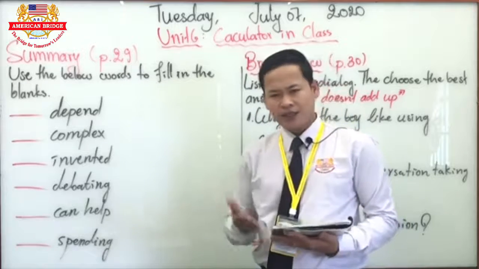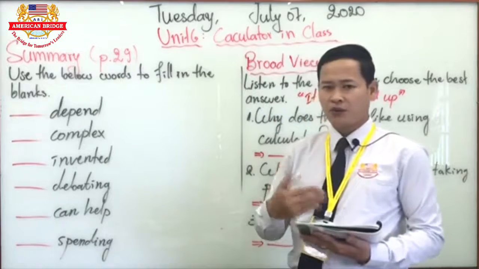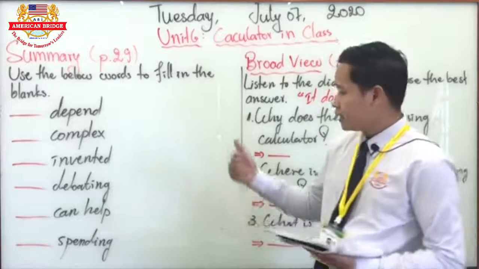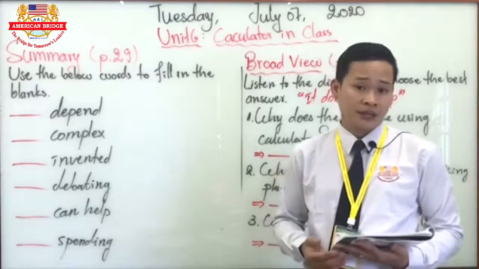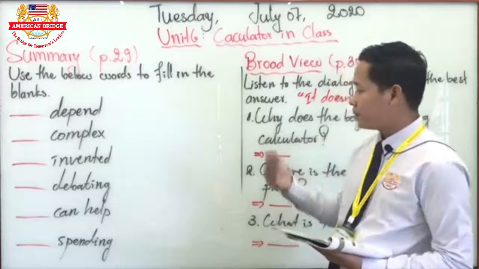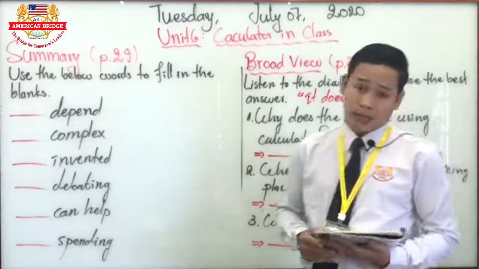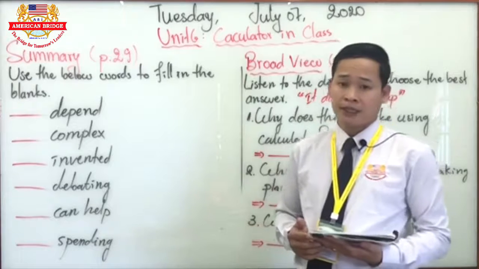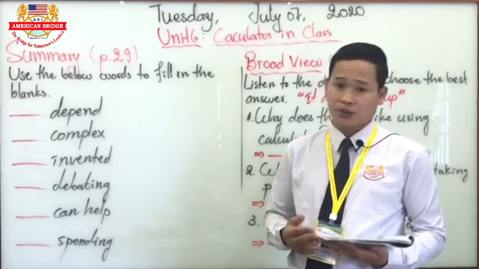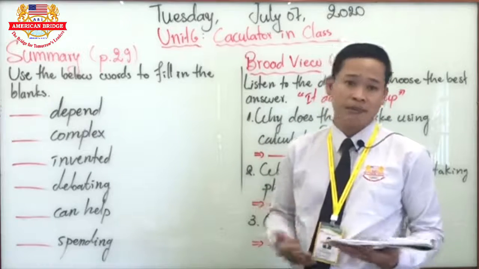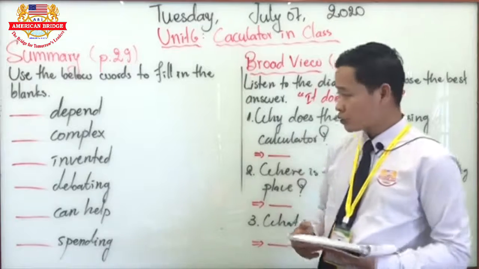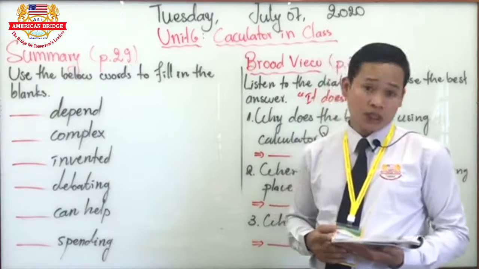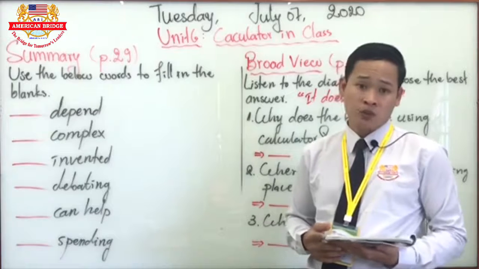The first word you see is depend. When you follow the phrase, always depend on. Depend means rely, the same as rely. Number 2, complex. If something is complex, it means it is difficult to do, too complicated, and you have to solve it. What about invent, everyone? Invent means to create something new, right?